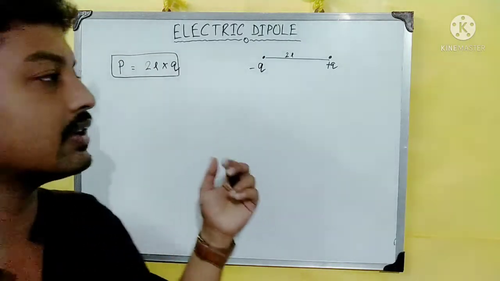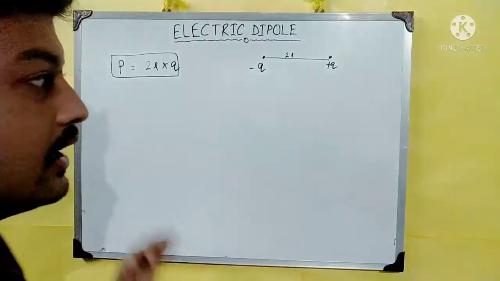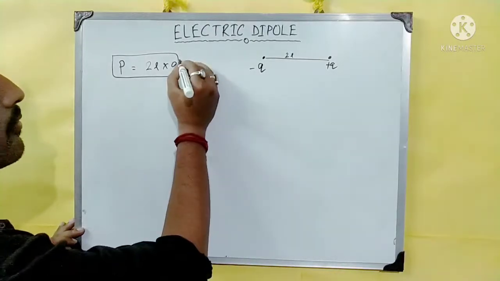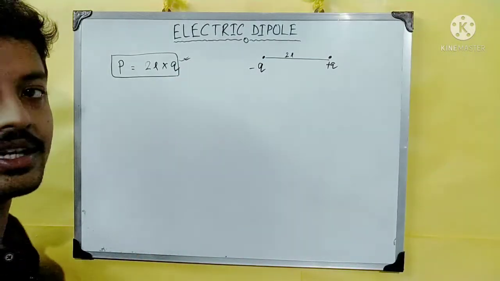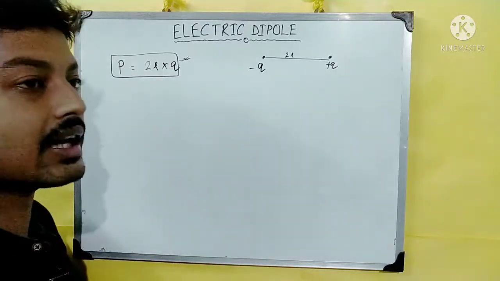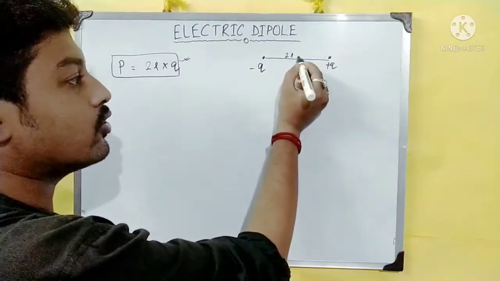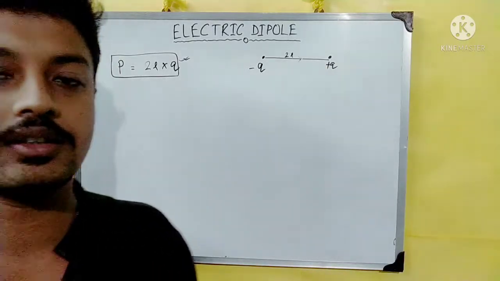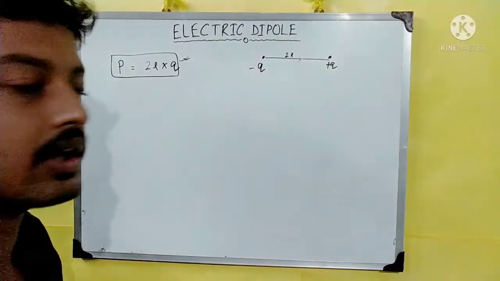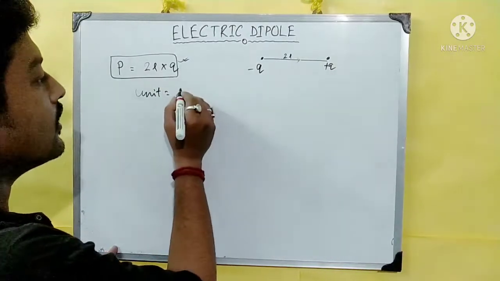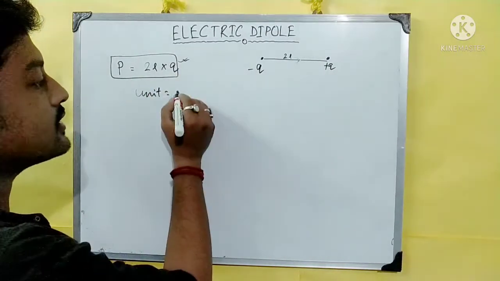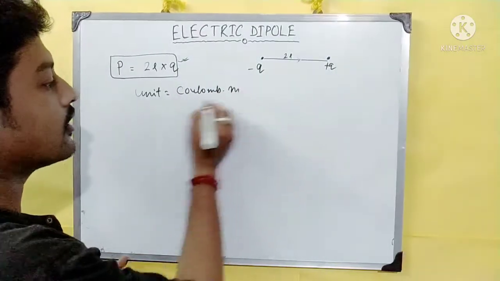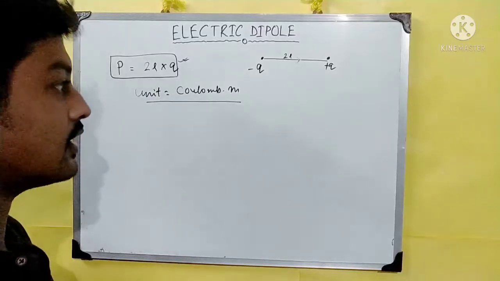Let me tell you one thing, electric dipole is a vector quantity. That means it has a magnitude. From this expression we can see that it has a magnitude, but it will also have a direction, and it will be from negative to positive charge. So it is a vector quantity, and its unit will be charge into distance, that means coulomb into meter. Coulomb meter is its unit.